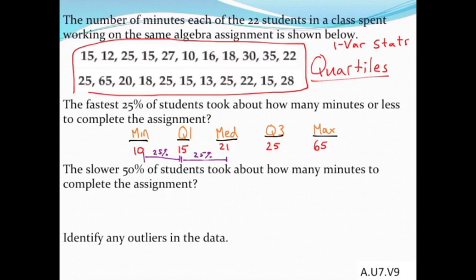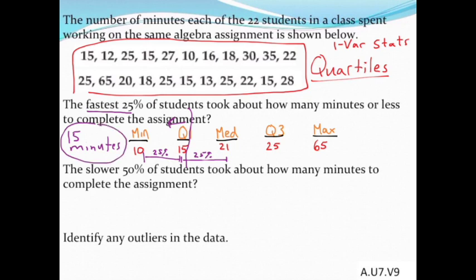The first question was: the fastest 25% of students took about how many minutes or less to complete the assignment? Well, the fastest 25% are going to occur in this section here. That's sort of the bottom 25% if you think about it that way. The fastest 25% must be 15 minutes or less to complete that assignment based on our quartile information. Okay, so that's the kind of thing they're looking for on these questions.